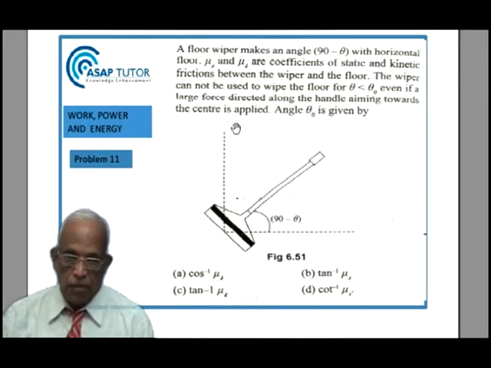Get the problem, understand the problem. I've got a wiper at the corner here. It is making an angle 90 minus theta, so this has to be angle theta. I need to know what the angle theta is, even if a large force directed along the handle aiming towards the center is applied.